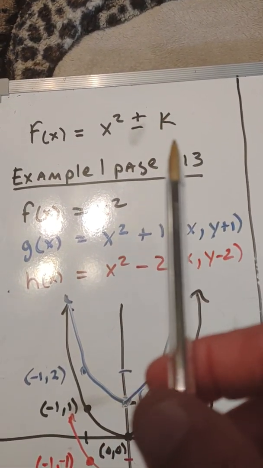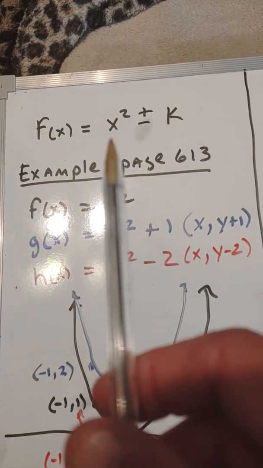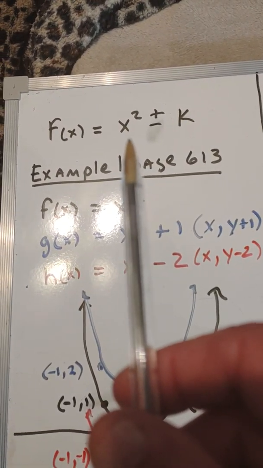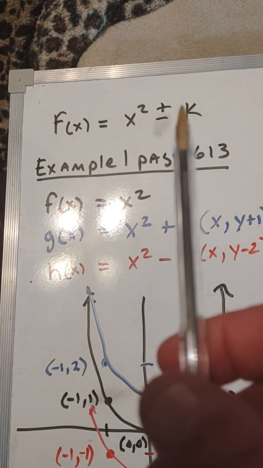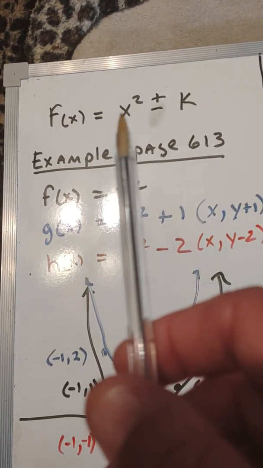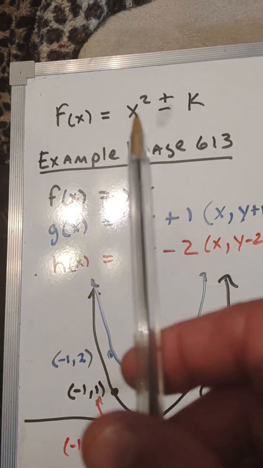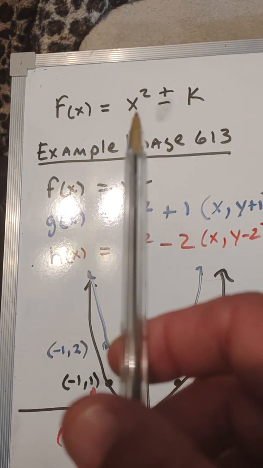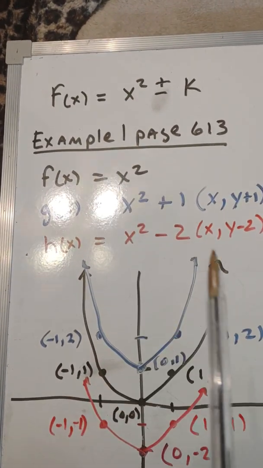First transformation is, of course, where we have a number, which we're going to call k, being added to or subtracted from your x squared. See how the number is being added directly to the x squared. And remember, x squared is quadratic. When your highest power is to the second power of your variable, it's a quadratic.